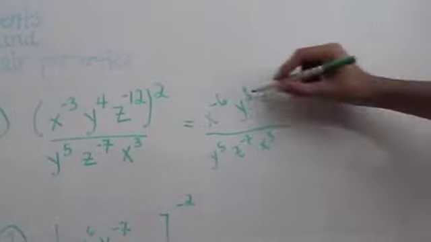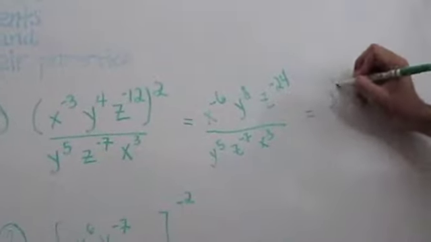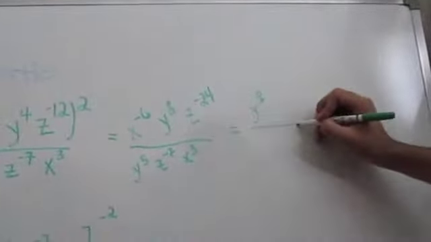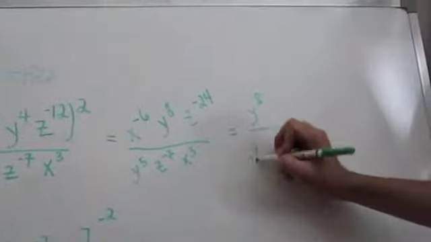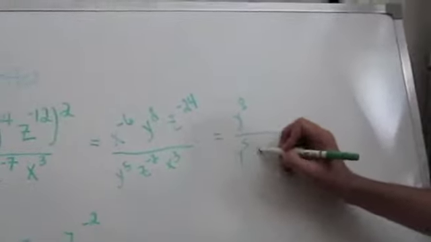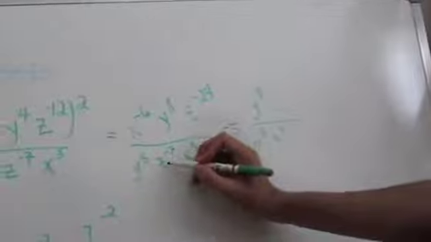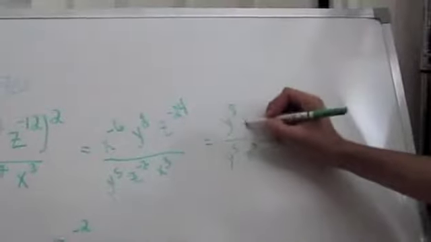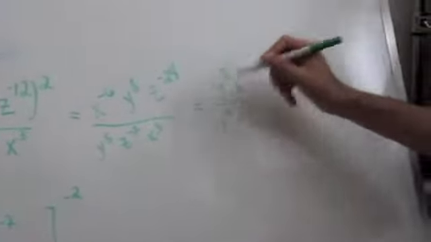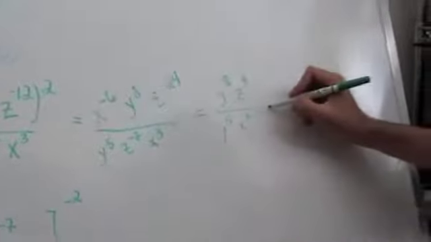So let's keep the positives on top, y to the 8th. And where are the positives here? Y to the 5th. Good. X to the 3rd. This z to the negative 7 is going to go up there. These are going to go on the bottom.